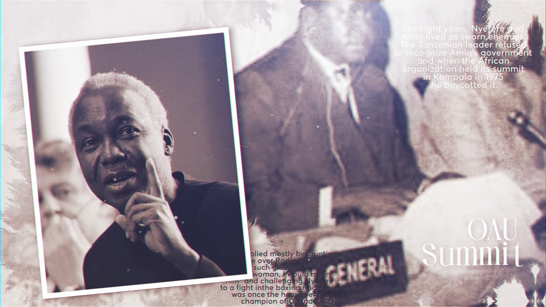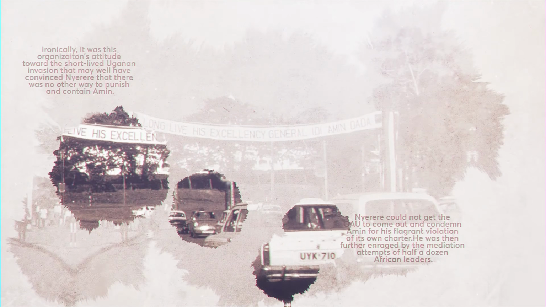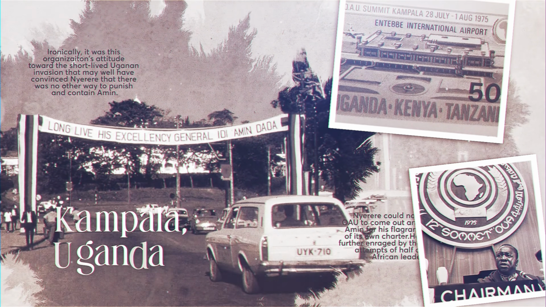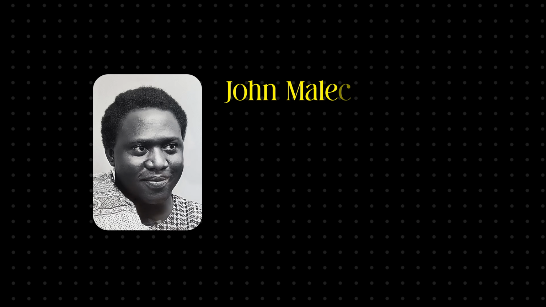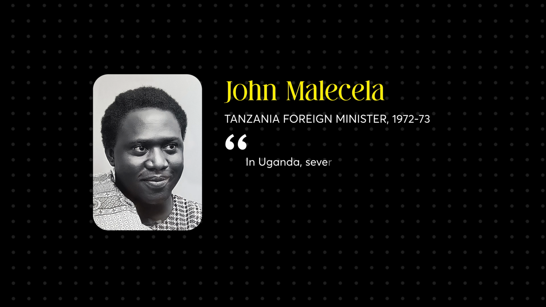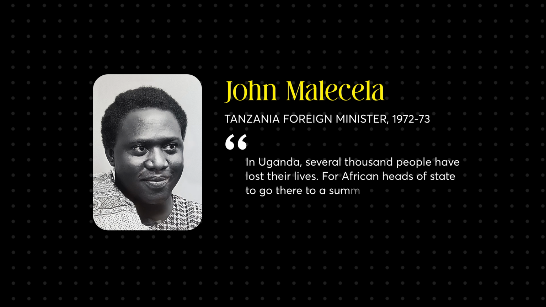It seemed that this agreement meant nothing to these two presidents because Nyerere refused to attend the OAU summit in 1975. That's the Organization of African Unity. This summit was held in Kampala and was chaired by Idi Amin. John Malekela, the Tanzanian foreign minister at the time, remarked as follows: "In Uganda, several thousand people have lost their lives. For African heads of state to go there to a summit is tantamount to giving a blessing to these killings." So where was Kenya within all this?